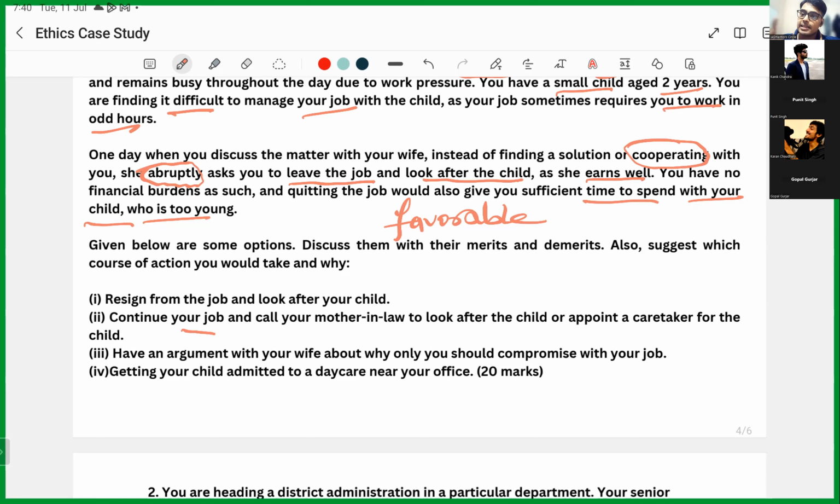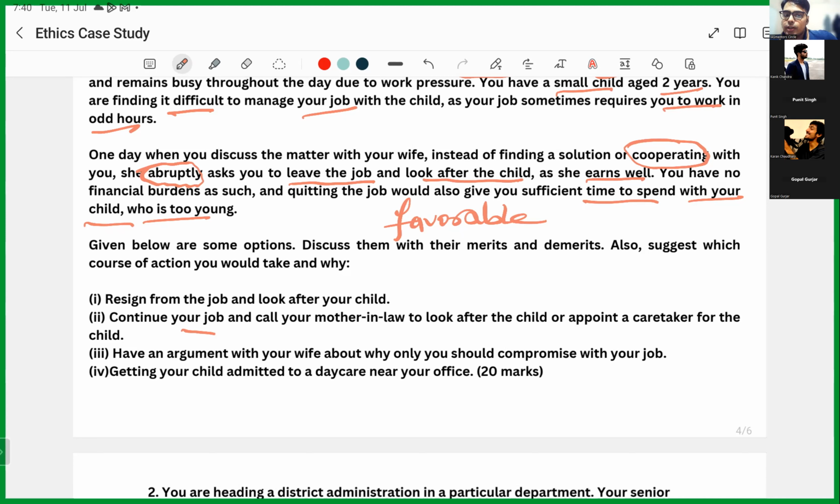So these are the things that you are helping now. Second, since the mother-in-law is there, it means parental affection will not be missed by the child. But if you are bringing either the mother-in-law or only a caretaker, then the issue arises. The mother-in-law provides parental affection, the caretaker does not. So merits and demerits go hand in hand in this case.